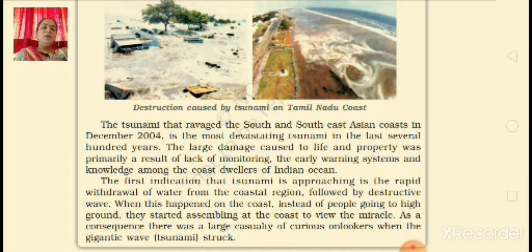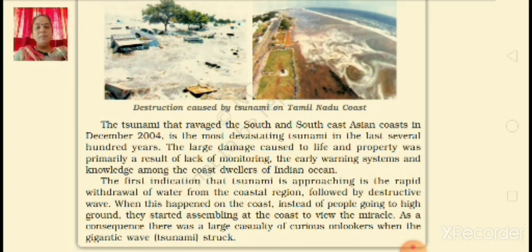The first indication that a tsunami is approaching is the rapid withdrawal of water from the coastal region, followed by a destructive wave. When this happened on the coast, instead of people going to high ground, they started assembling at the coast to view the miracle. As a consequence, there was a large casualty of onlookers when the gigantic wave, that is tsunami, struck.